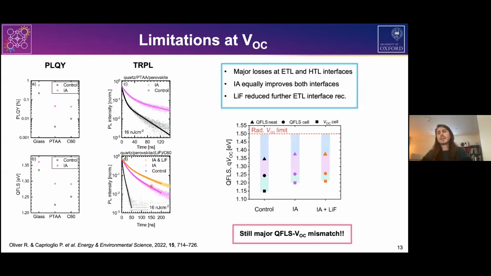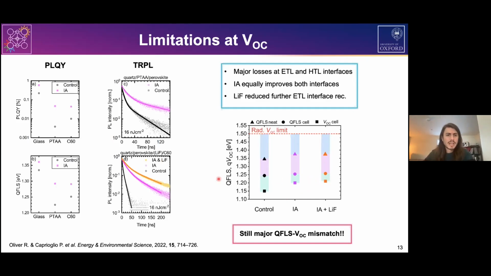But interestingly here, when we looked at these devices, even though they're quite optimized and they can reach quite high VOC, when we compare the quasi-Fermi level splitting and the VOC of the same device, we found out that in all cases there was quite a large mismatch between the internal quasi-Fermi level splitting and the external VOC. And so even our optimized devices suffer from this quasi-Fermi level splitting VOC mismatch, meaning that we still cannot achieve the full potential that our perovskite would be able to deliver, basically.